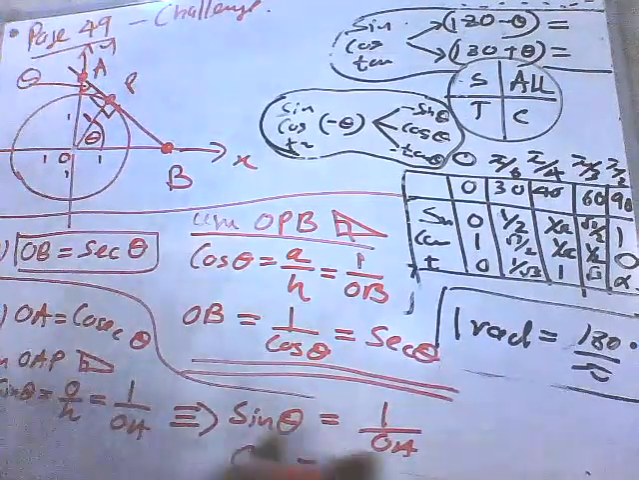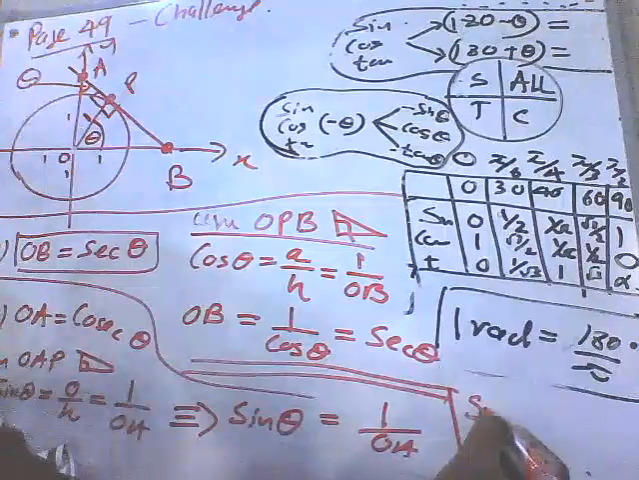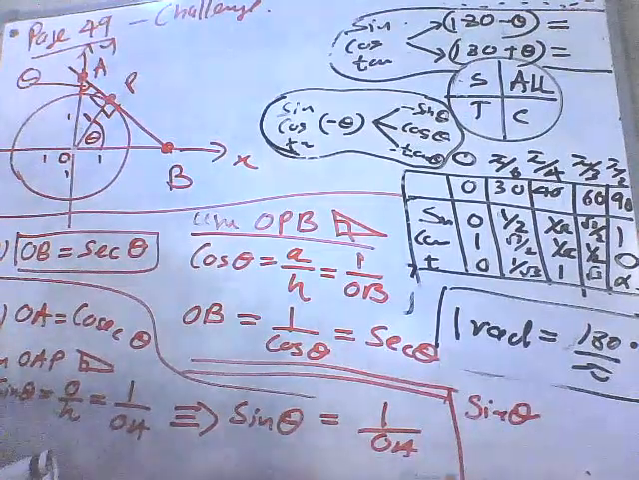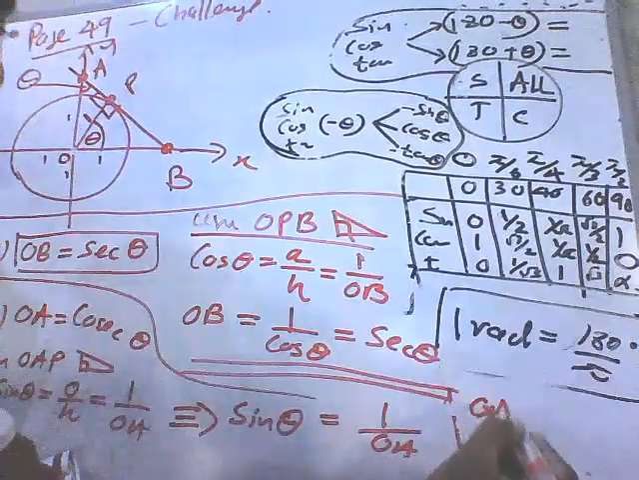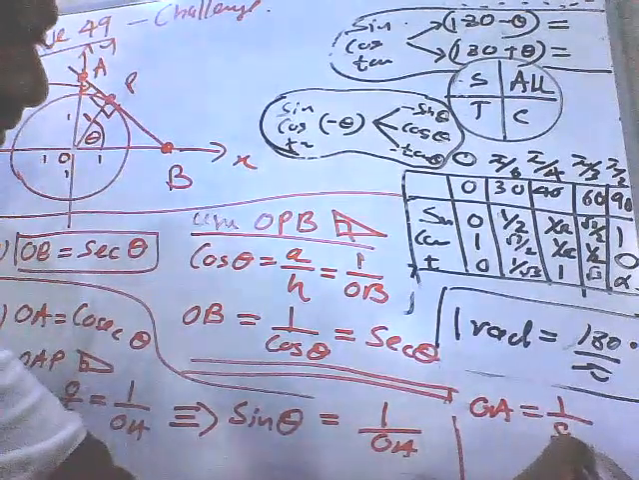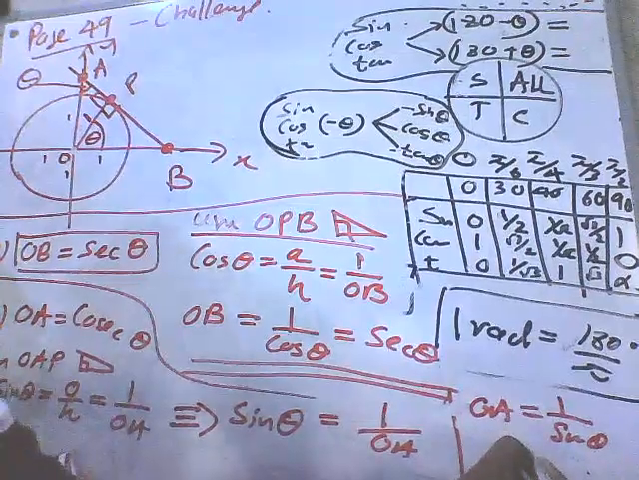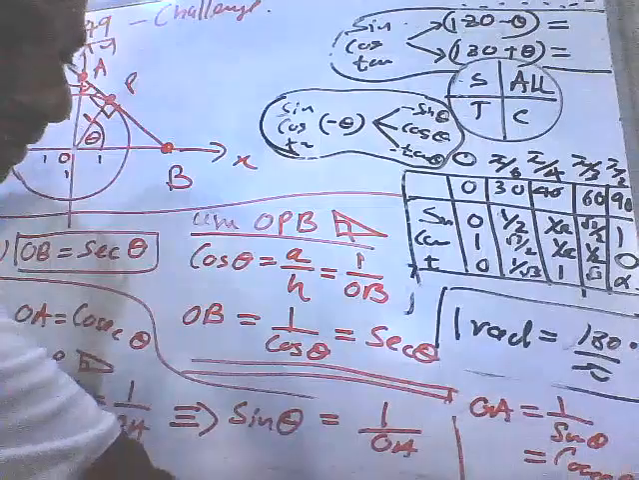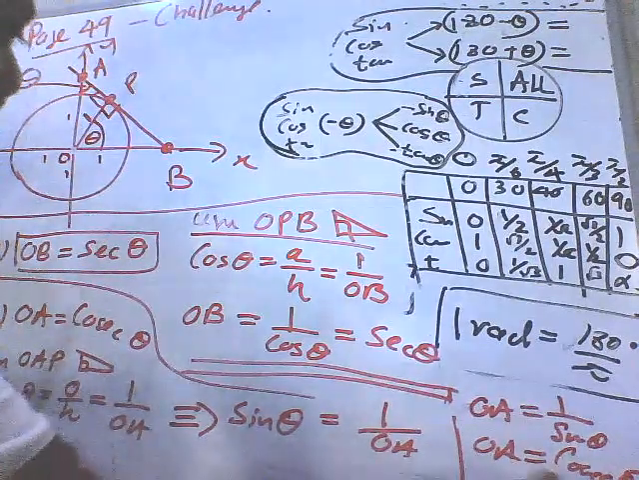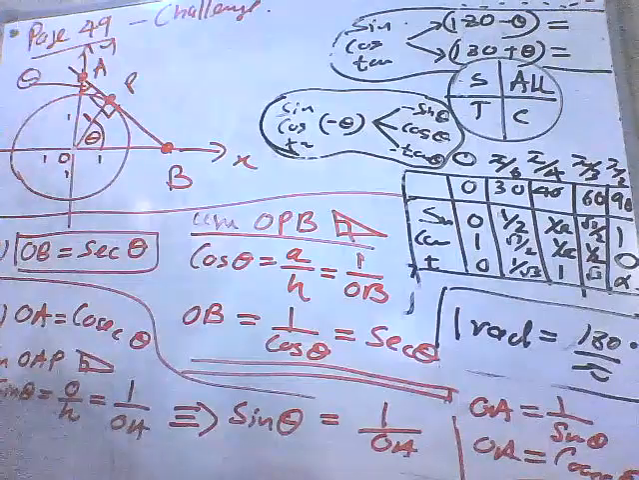Sorry, you couldn't see that. So I will write it here again. After that you can write sine theta, you cross multiply and OA is equal to 1 over sine theta. Then actually OA is cosec theta. So the final one is AP is cot theta.